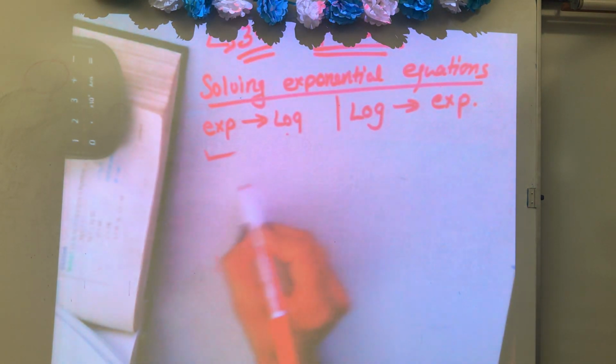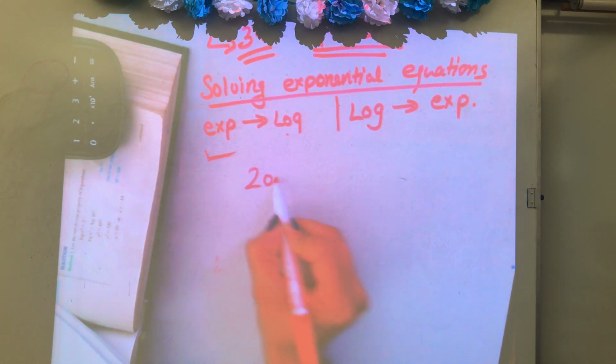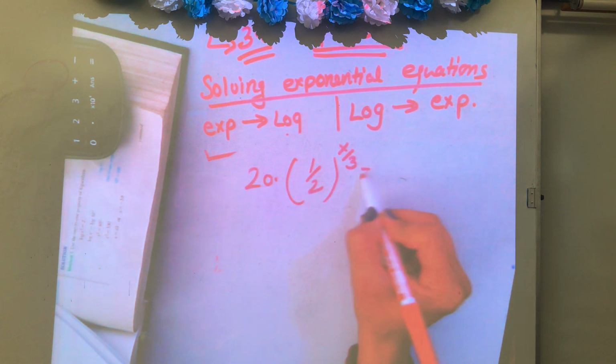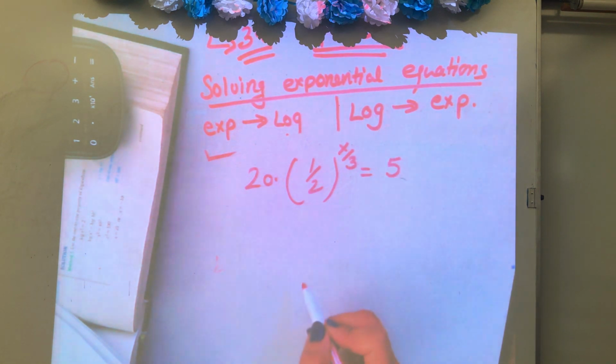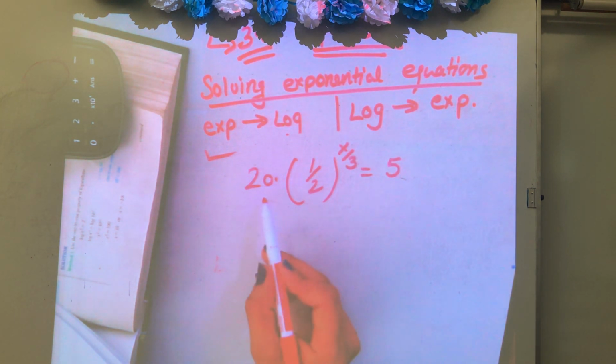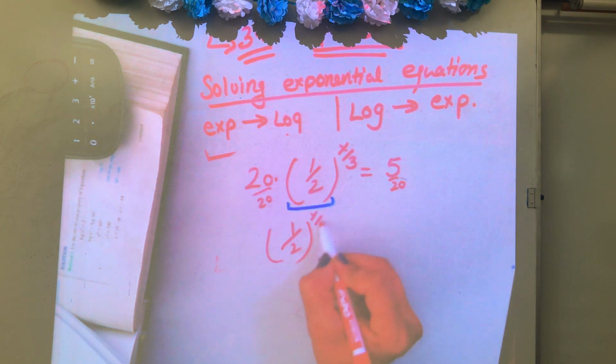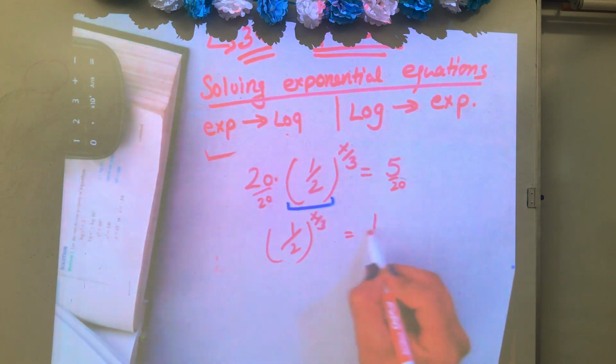Next example I have is 20 times 1 over 2 to the x over 3, and it's equal to 5. Again, the idea is still the same. You have to isolate the exponential piece, which is this in this equation. So I would divide by 20 first. This becomes 1/2 to the x over 3 and it's equal to 1/4.